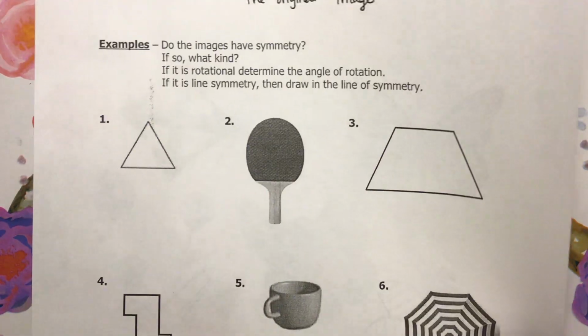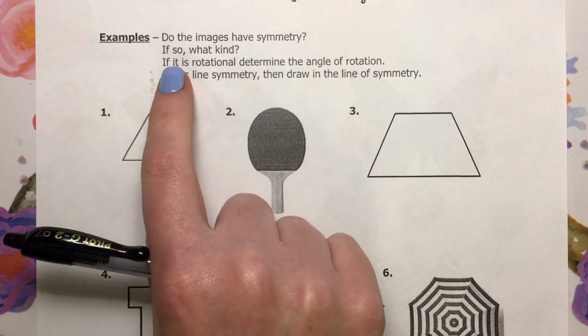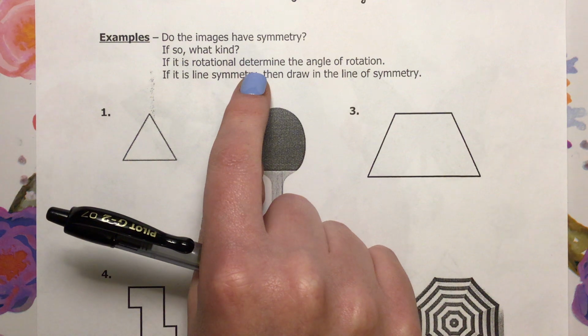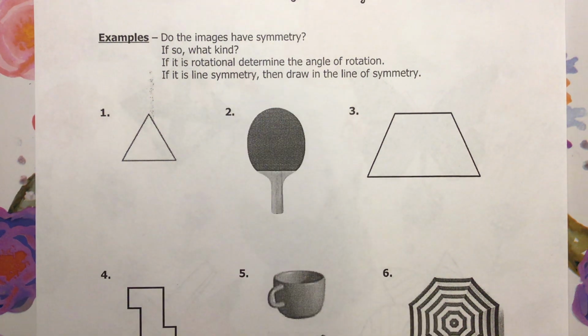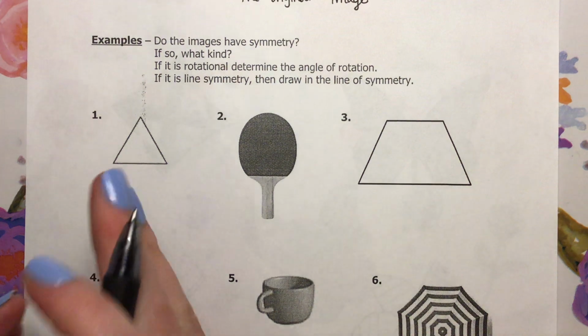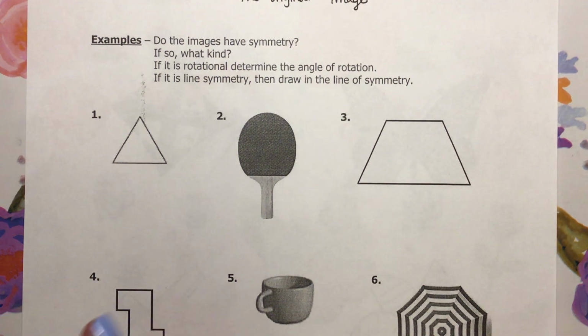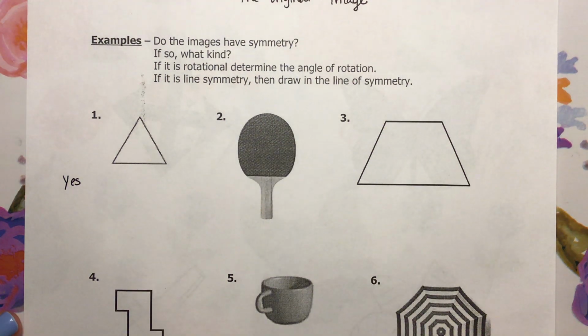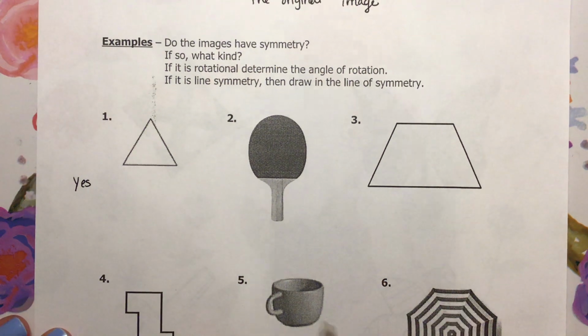So it says examples. Do the images have symmetry? If so, what kind? If it's a rotational, determine the angle of rotation. If it is line symmetry, then draw on the lines of symmetry. So let's just look at example 1. We're asking ourselves, is the left the same as the right, or are there any areas where I could fold along that triangle and find symmetry? Yes, there are some areas. So this one's going to definitely have line symmetry. So because it has line symmetry, I'm going to put those lines in.